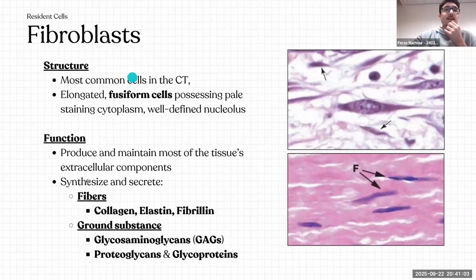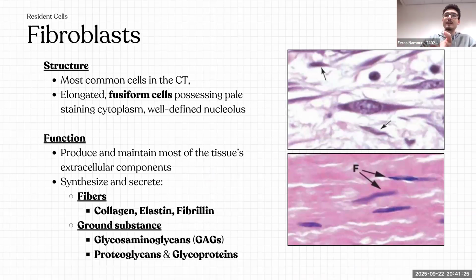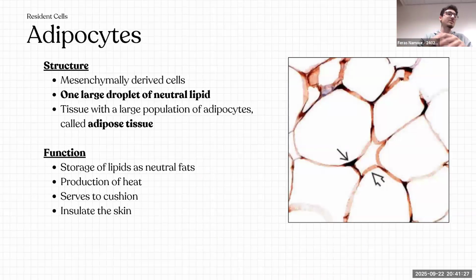Fibroblasts' main function is to produce and maintain most of the tissue's extracellular components. They synthesize and secrete extracellular matrix. What makes up the extracellular matrix? Fibers and ground substance. So my fibroblasts are making my collagen, my elastin, my fibrillin, and they're also making my ground substance: glycosaminoglycans, proteoglycans, and glycogen. I'm going to talk about ground substance in a moment. Let's finish this out first.